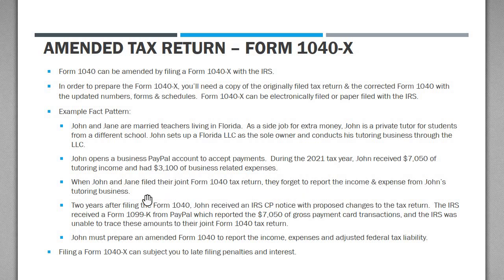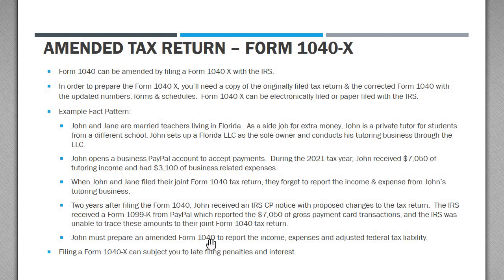were $3,100. Now, when John and Jane filed their joint 1040 for 2021, they forgot to report the income and expense from John's tutoring business, okay? Now, 2 years after they filed this 1040, John got a notice from the IRS in the mail. All right, so these are called matching notices. Basically, the IRS got a 1099-K from PayPal, which showed $7,050 of gross payment card transactions, and the IRS could not trace that information to the return. This is very, very common. If you get 1099s and you fail to report that on your tax return, it might generate a tax notice.